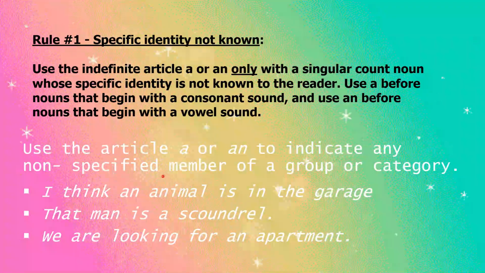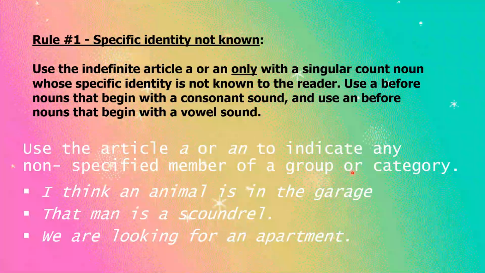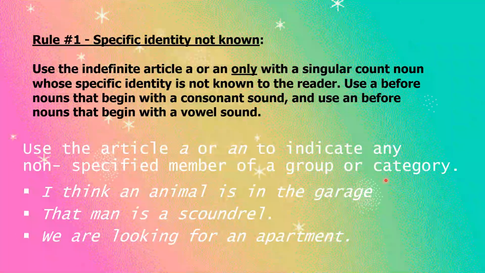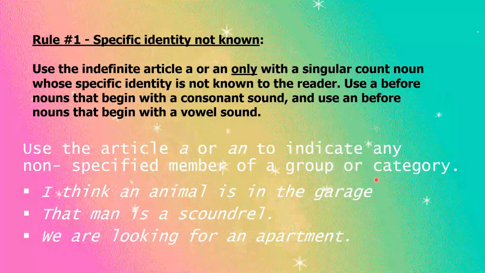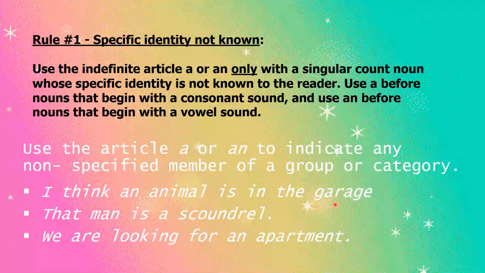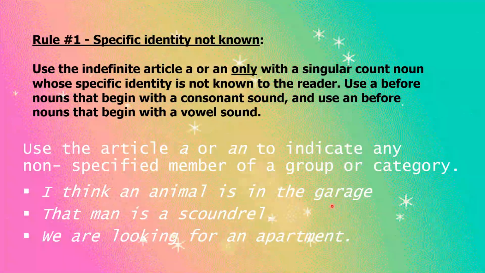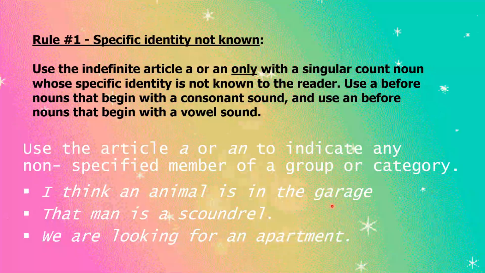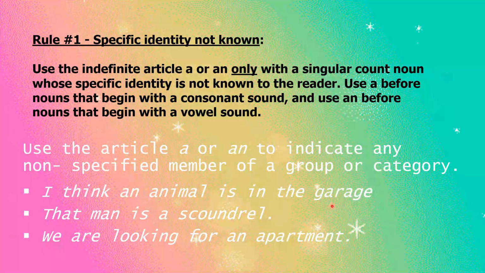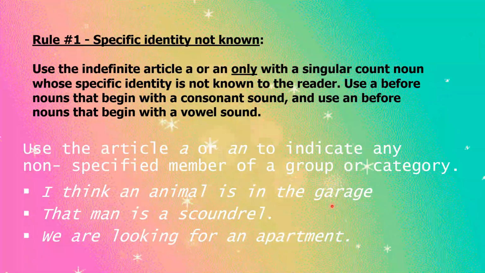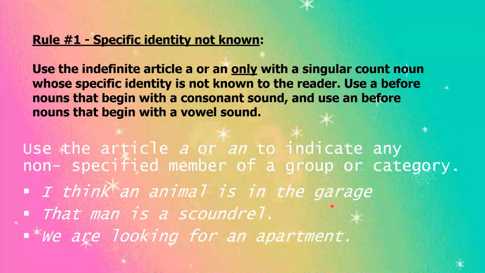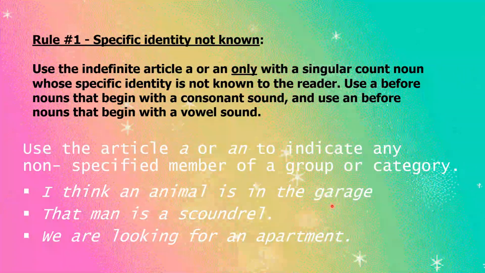Because it is a non-specific member of a group, there is no specific category. Like, I think an animal is in the garage. Do you know what animal I'm speaking about? You don't know. You only know it is just one animal in the garage. Because of that, you don't know the identity of the animal.